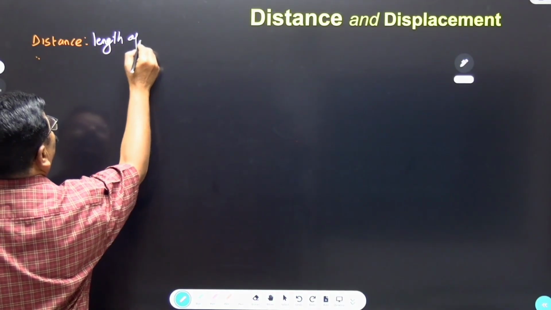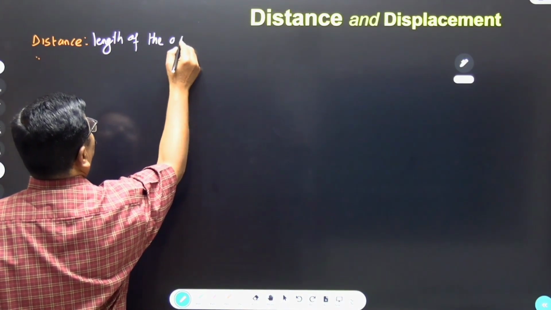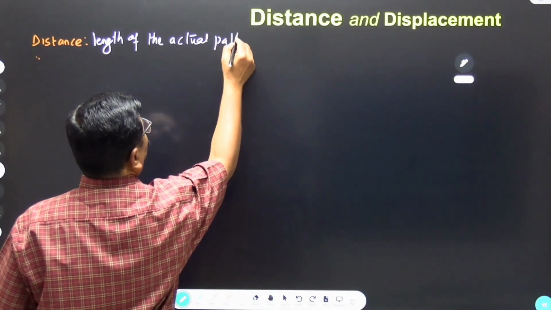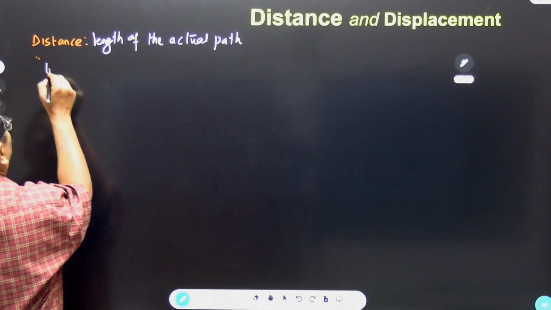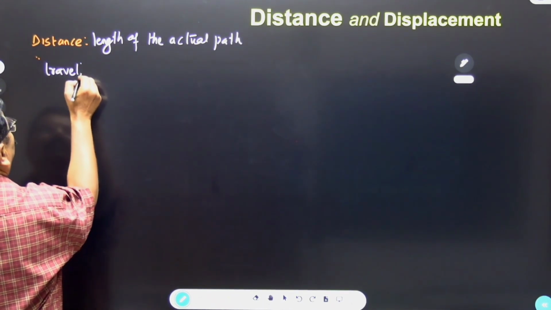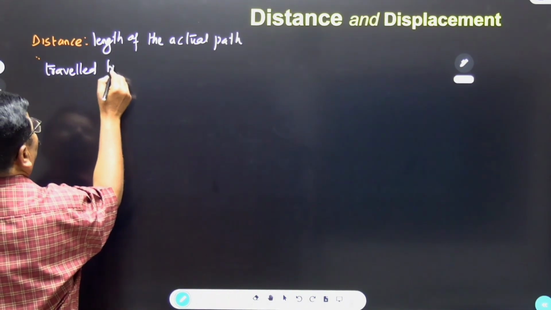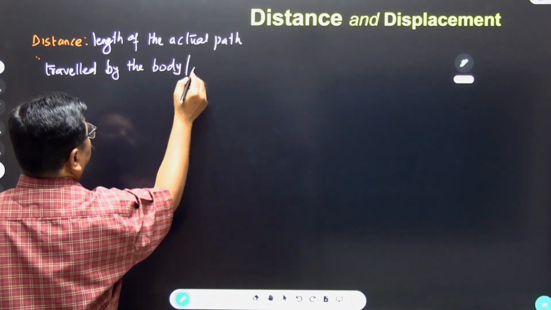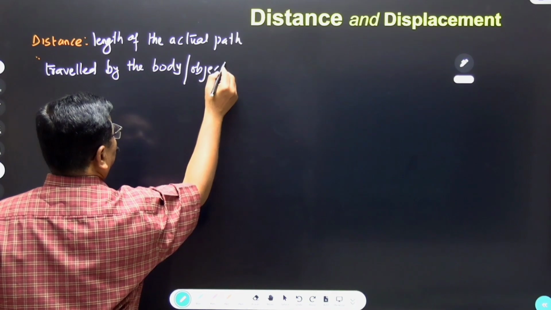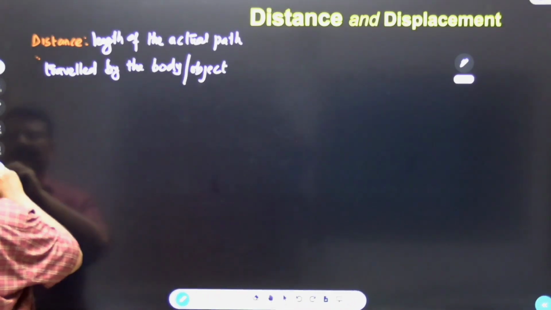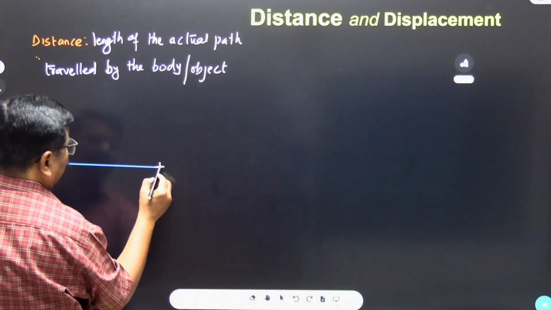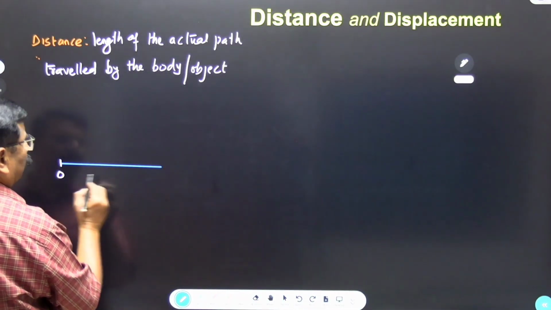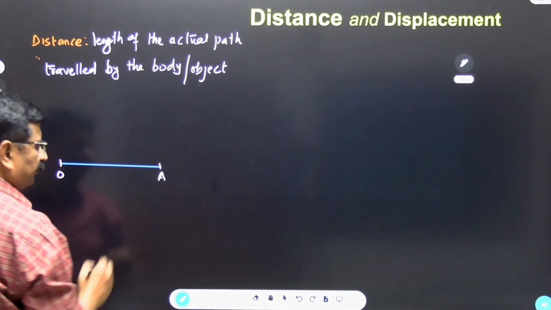Length of the actual path traveled by the body or object. Now let us understand this by an example. See, the object is moving from point O to point A.